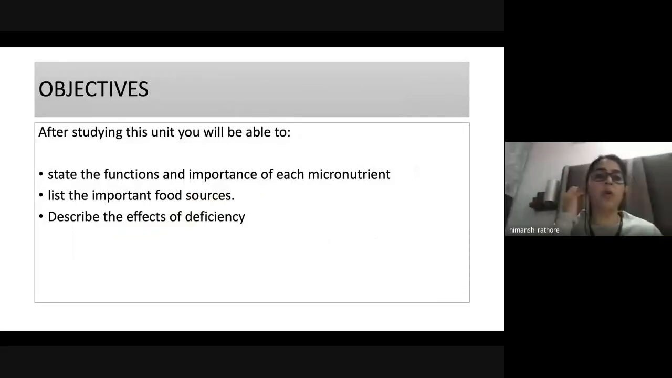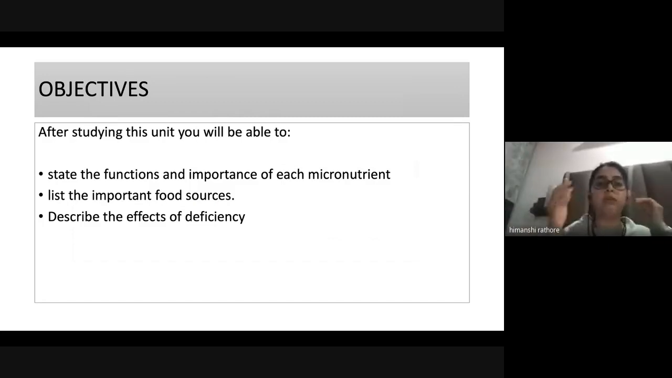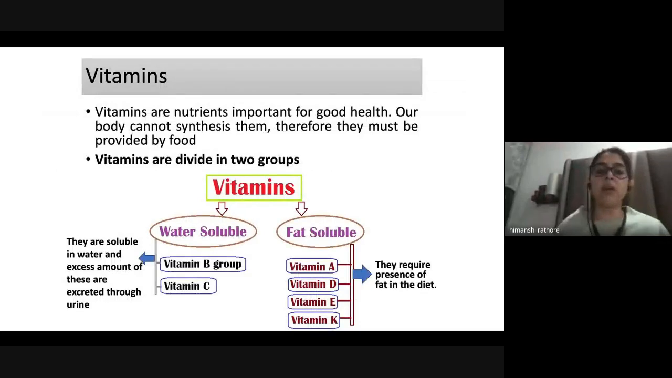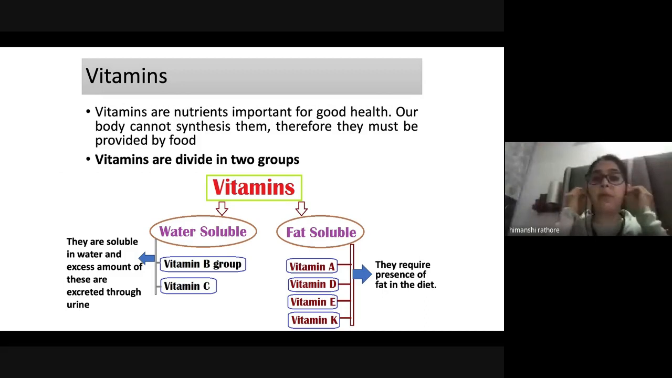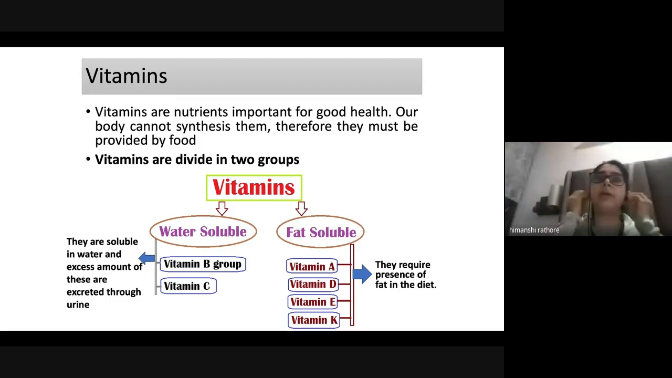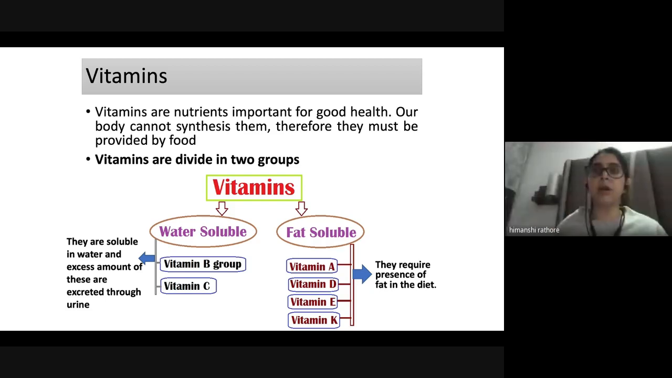After studying this unit, you all will be able to tell me the function and importance of all the micronutrients, list their important food sources, in which food sources the different nutrients are available, and describe their deficiency. That if you will not consume them in appropriate amounts, what will happen to your body. So now let's start with vitamins first. Vitamins are nutrients which are important for good health, as you all know. Our body cannot synthesize them, hence we have to take them from outside sources, from other food sources.